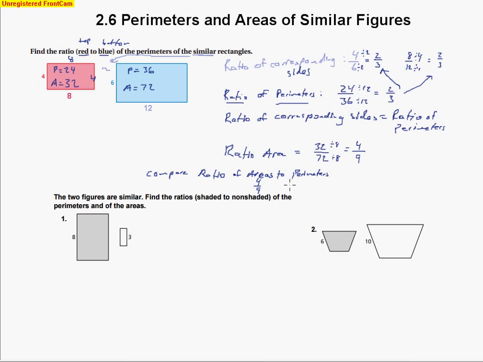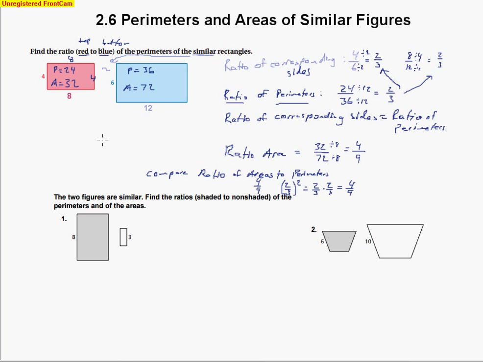If we look at the perimeters, it's 2 to 3. Well, what did they do? Well, I see if I just took 2 to 3 and I squared this, if I squared that, that would make 2 over 3 times 2 over 3, which would be 4 over 9, and that represents the area.